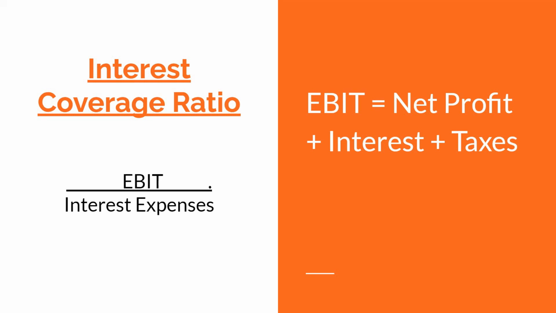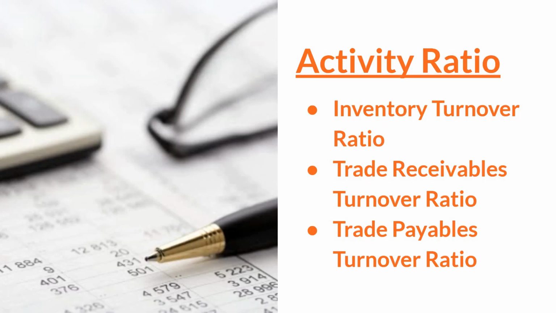So your EBIT, that is your profit, is 4 times the interest expenditure that you have, which is again a good signal. And let's move ahead. We have activity ratios here. There are 3 types of ratios that we are going to discuss: inventory turnover ratio, trade receivables ratio, and trade payables turnover ratio.